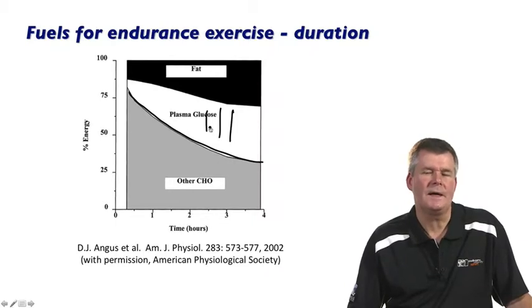But eventually, at this exercise intensity, the rate of carbohydrate oxidation falls to a level that means that the subject is unable to maintain this level of intensity. We'll talk more about that in relation to fatigue. But as you can see, over time, carbohydrate oxidation tends to go down and fat oxidation goes up.